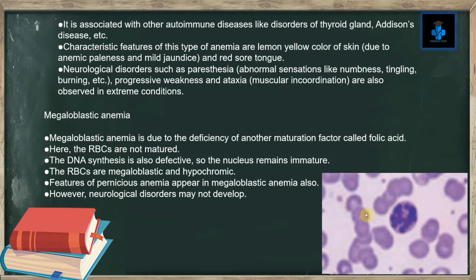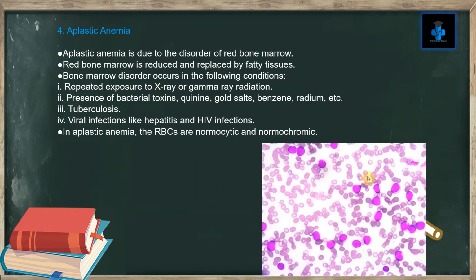Here you can see that. Features of pernicious anemia appear in megaloblastic anemia also. However, neurological disorders may not develop. Next one is aplastic anemia.